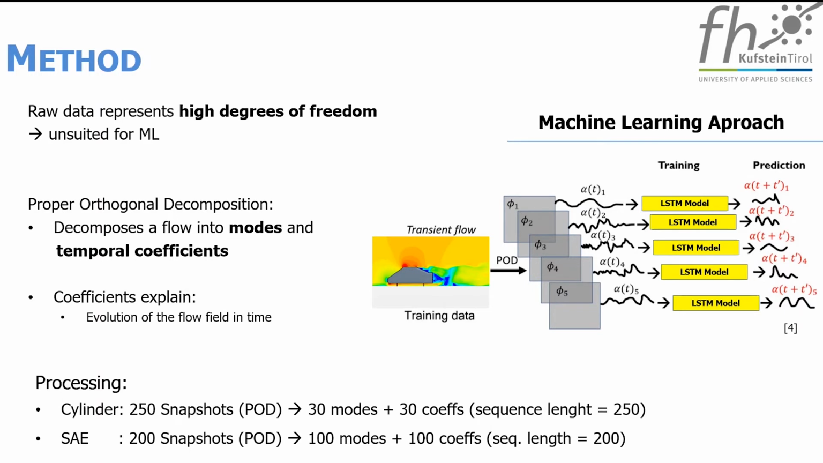The general approach was that since we're dealing with time series data here, after decomposing the flow field, we trained the LSTM model on these coefficients and tried to predict their future values. And then with these predicted values, rebuild the whole flow field. So in theory, we should have been able to build a model that predicts future coefficient values, and with these values, we can rebuild the entire 3D flow field.